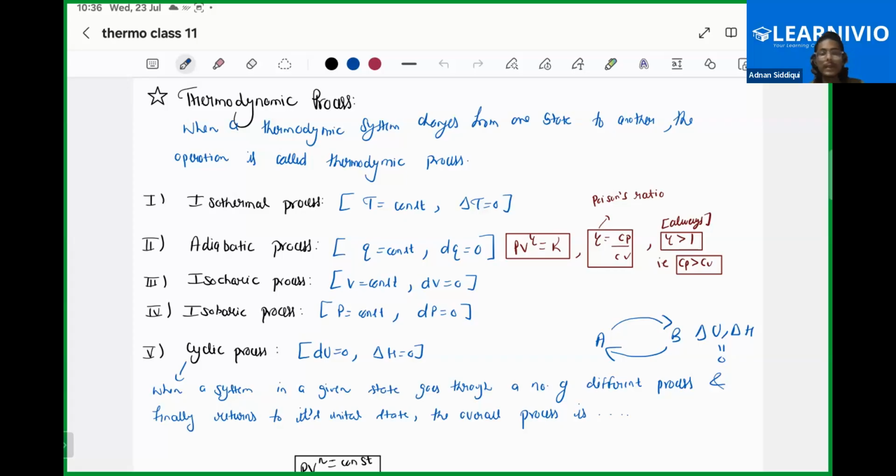So the first one is the isothermal process. Have you heard about these terms like isothermal, isochoric?